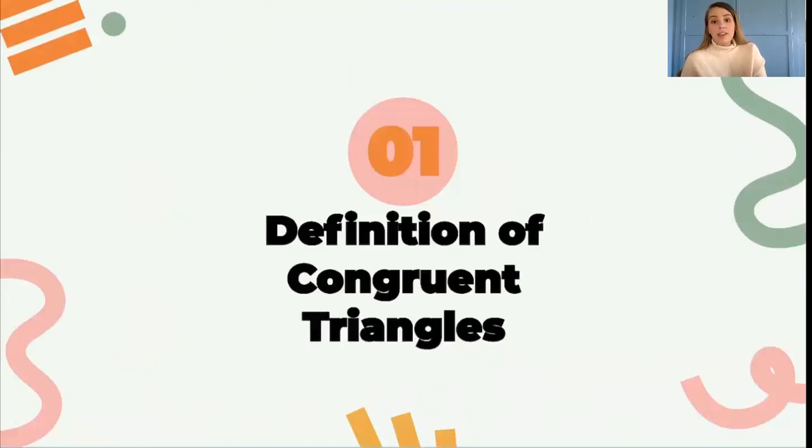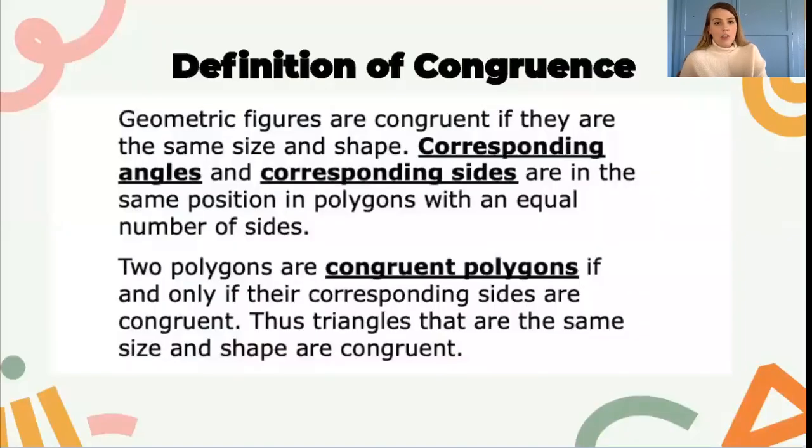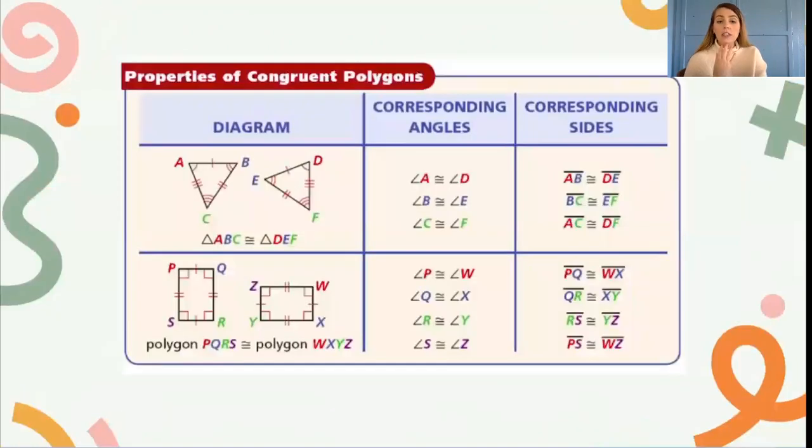So first, let's talk about the definition of congruent triangles. We call two shapes congruent if their corresponding angles and corresponding sides, so those are the things that line up if you were to place them on top of each other, are equal. So if all their sides are the same length and all their angles are the same measurement, then we can go ahead and define them as congruent.